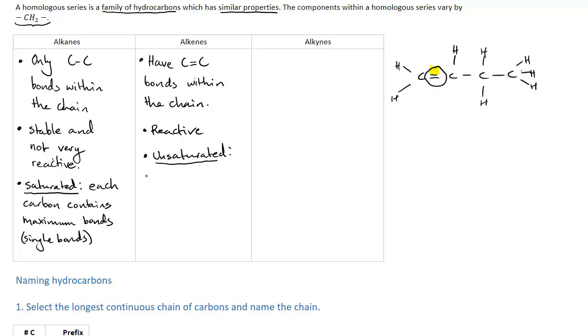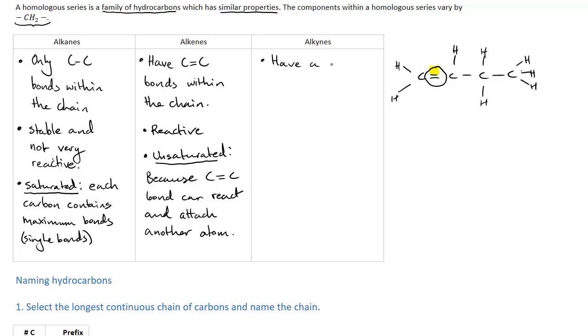So unsaturated because the carbon-to-carbon bond can react and, I guess, absorb or attach another atom. Okay. Finally, you have alkynes. Now, alkynes have a carbon-to-carbon triple bond. Okay, so an example of an alkyne would be this.